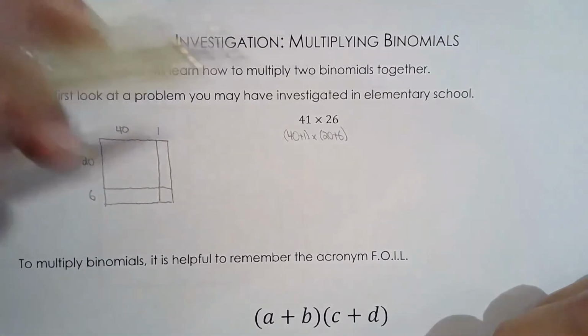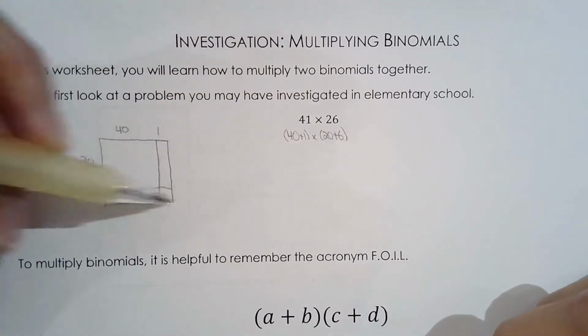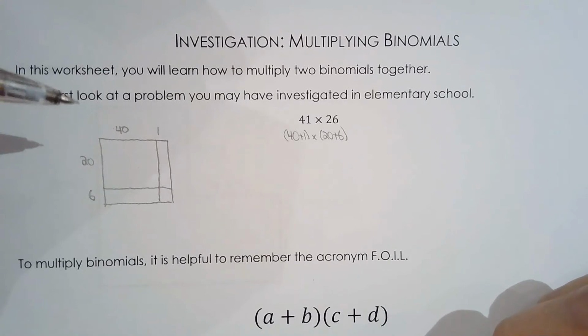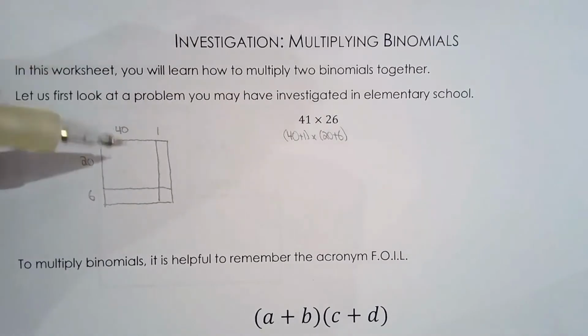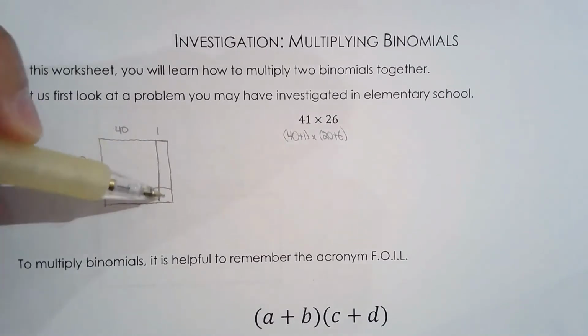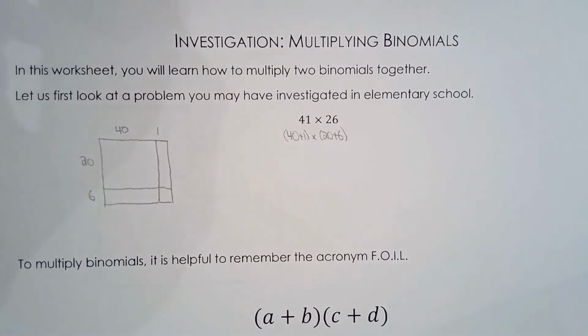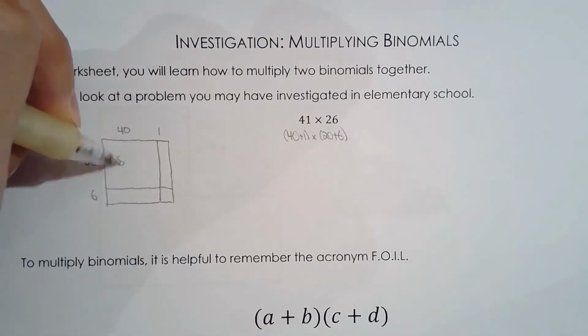Now remember, the goal is to find out what 41 times 26 is. So we want to find the area of a rectangle that is 41 units by 26 units. You basically break down this question into 4 parts. If you can find the area of the 4 individual rectangles and add them all up, you'll find the area of the big rectangle, the 41 by 26 rectangle. So what's the area of this one? 40 by 20, that is 800.